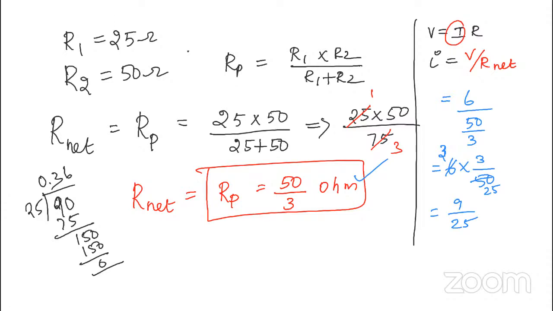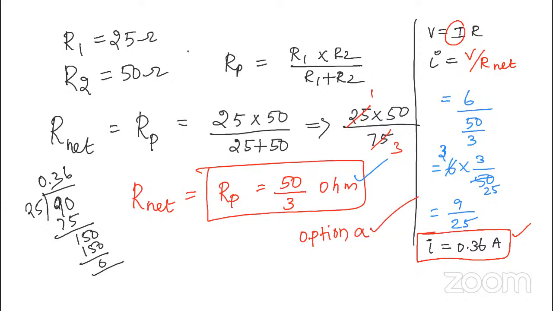So the total current value, what is it? I is equal to 0.36 ampere. Okay. Yes. This is the option. Here it is option. What is it? Option A. So option A is the right one.